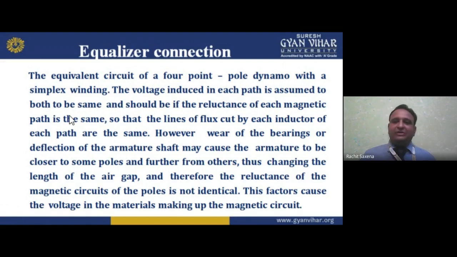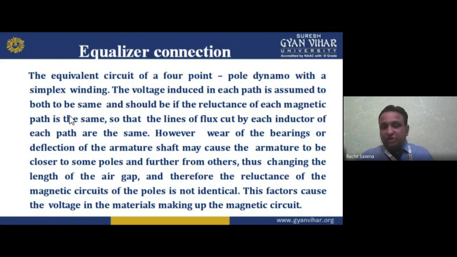If I am considering a 4-pole dynamo, means north south, with a simplex winding, simple layer winding, the voltage induced in each path is assumed to be the same. Each path, the voltage or EMF induced, should be the same if the reluctance of each magnetic path is the same.